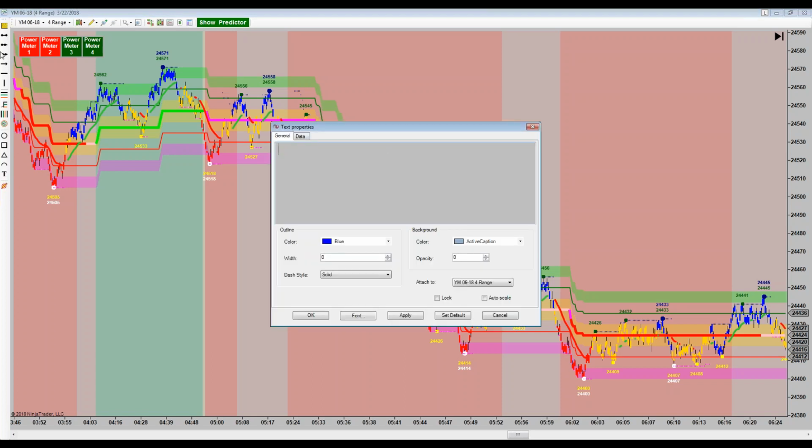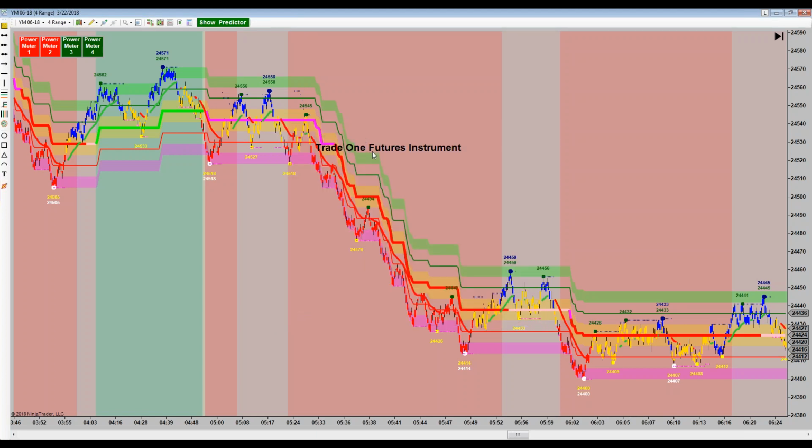Generally speaking, if you are a beginner to intermediate trader, where you maybe have traded for a while, you're learning the system, you're seeing trades, but you're maybe 50-50 on your hits, on your entries and your exits, you really want to trade, and this is one of the most important things to remember, one futures instrument. I want to tell everybody, one instrument. It doesn't matter which one it is. It can be YM. It can be any one of these that I show right here.